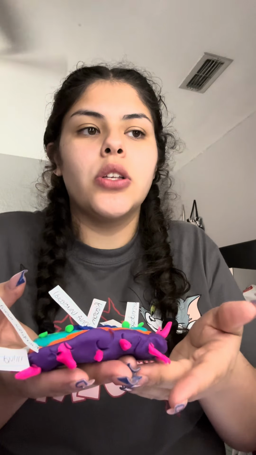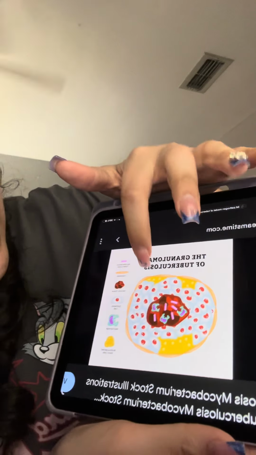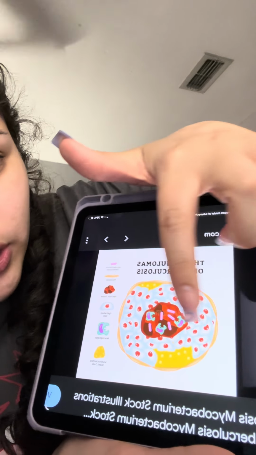Inside the macrophages, the bacteria starts to multiply, and over time, the immune system responds by surrounding infected cells, forming structures called granulomas to try to contain the infection. This also makes more sense with the picture. This is what the granulomas look like. These little blue parts are the TB cells.